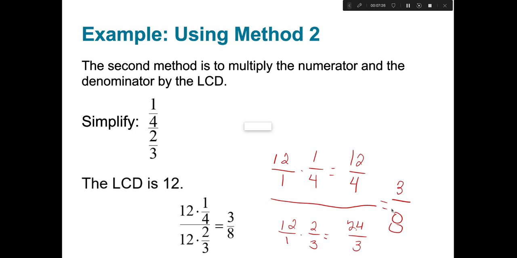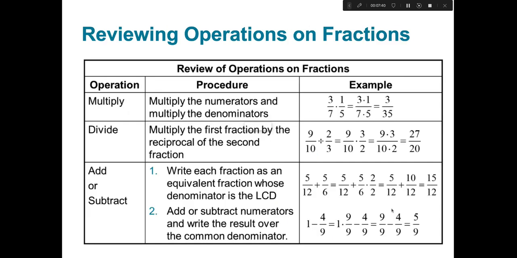You might find that useful, especially when we get to some of these bigger numbers that we're going to be dealing with in our homework, okay? Just remember that's another way to do it. So here is that same chart that I included on the front of your notes, just a reminder of how to multiply fractions, divide fractions, and add and subtract those fractions.